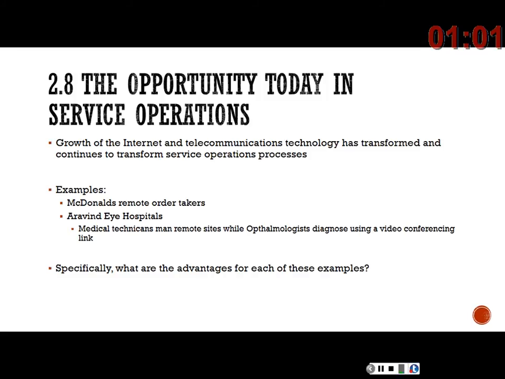So, opportunities today in service operations. The growth of the internet and telecommunications has transformed, and continues to transform, service operations processes. Sometimes today McDonald's will have remote order takers. In some places, like a McDonald's in Washington, D.C., when you're doing the drive-through, it might not be somebody inside that store taking your order. It could be somebody at a remote location that's actually taking your order.